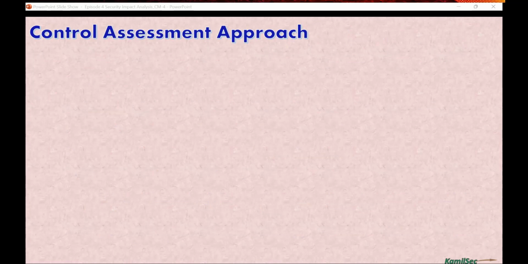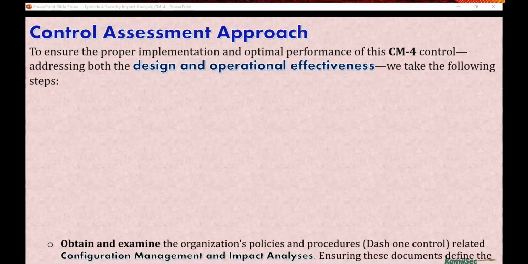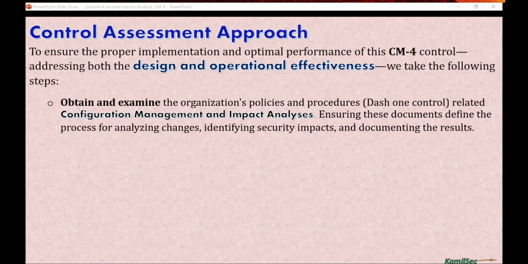Now, let's look at the control assessment approach. To ensure the proper implementation and optimal performance of this CM-4 control, addressing both the design and operational effectiveness, we take the following steps. Obtain and examine the organization's policy and procedure, that is the -1 control, related to configuration management and impact analysis. Ensuring these documents define the process for analyzing changes, identifying security impact, and documenting the result.